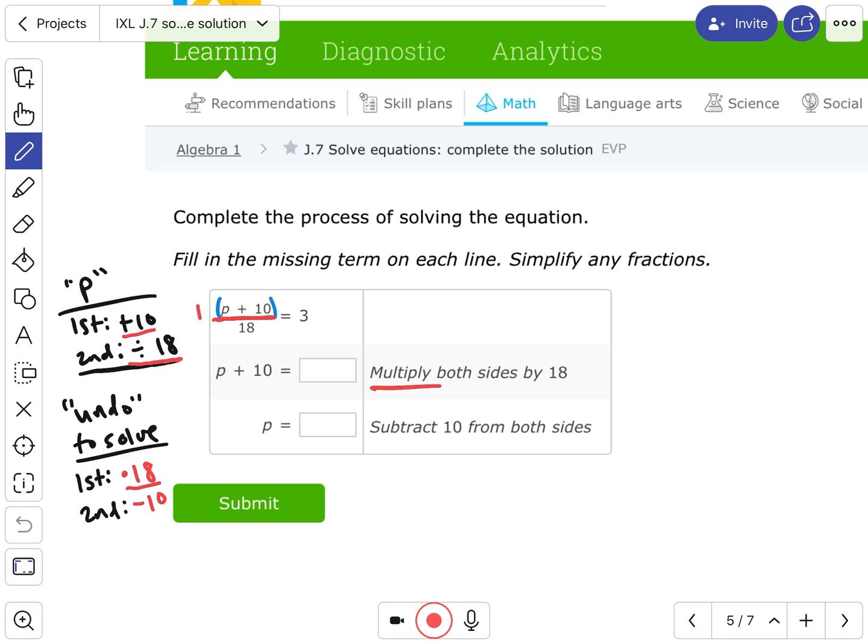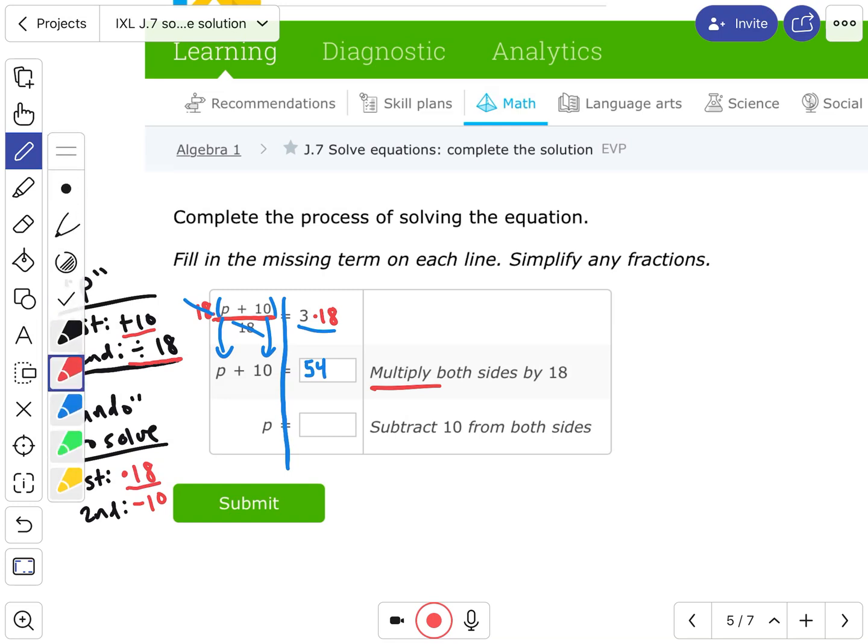So since this is dividing, we're going to multiply, which is the inverse, and whatever you do to one side, you do to the other. Of course, we're going to draw this line to make them lined up. And if you have an 18 on the numerator and denominator, they basically cancel out, and you're left with p plus 10 now. So that just gets carried down without any parentheses. And then 3 times 18 is 54.